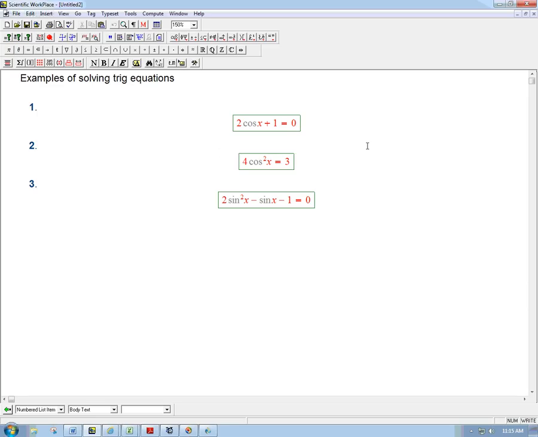Here are some examples of solving trig equations. We'll start with a pretty basic one, but already it's going to have a subtlety, and then we'll get a little more complicated. So the first equation is 2 cosine x plus 1 equals 0.